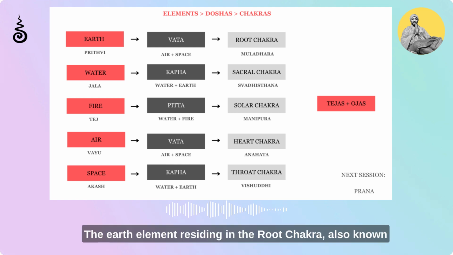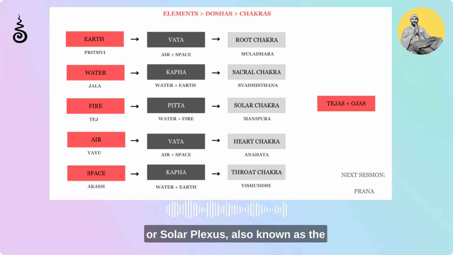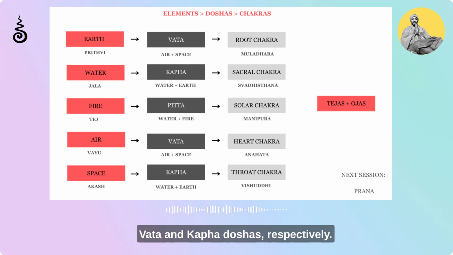The earth element, residing in the root chakra, also known as the Mooladhara, is impacted by the Vata dosha. Water element, residing in the sacral plexus, that is the Swadhisthana chakra, is impacted by Kapha dosha. Similarly, fire element, residing in the navel or solar plexus, also known as the Manipura chakra, is impacted by Pitta dosha. Same goes for air residing in the heart plexus or Anahata chakra, and space residing in the throat plexus or Vishuddhi chakra, impacted by Vata and Kapha doshas respectively.